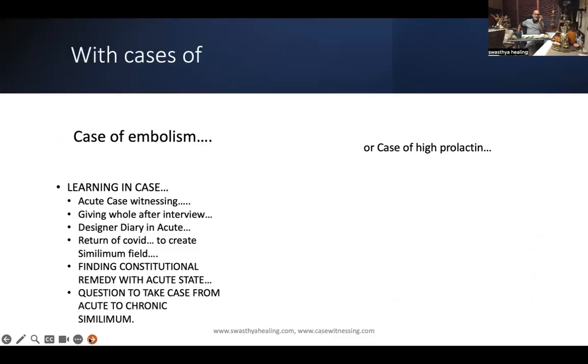And we will end with a case, maybe one of the cases I will select, where one retake or two retakes are done, to explain the whole module, a case of embolism or a case of a high prolactin level, to explain to you what we do in a retake and why we do it.